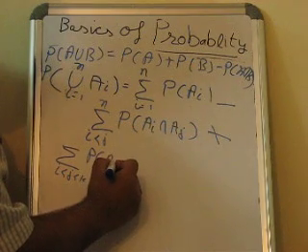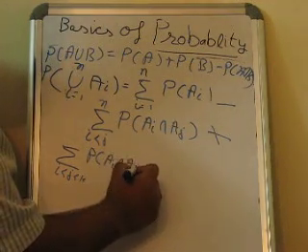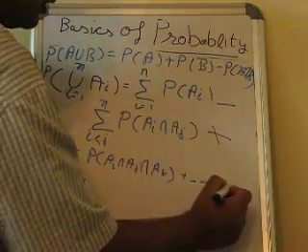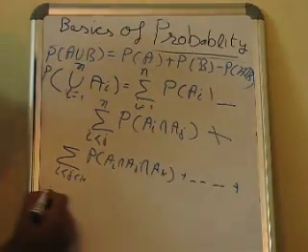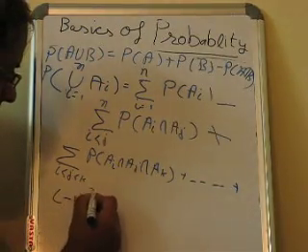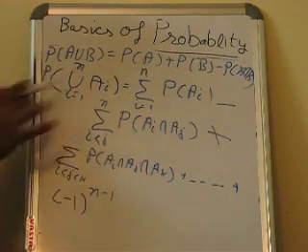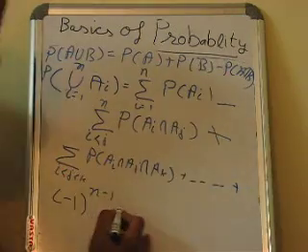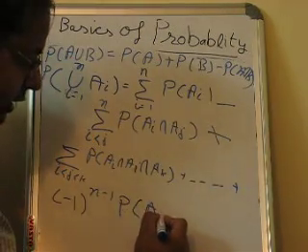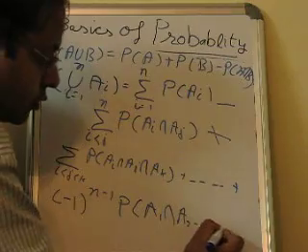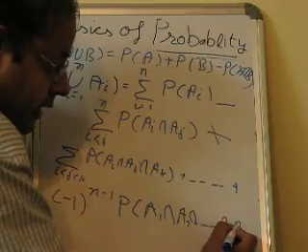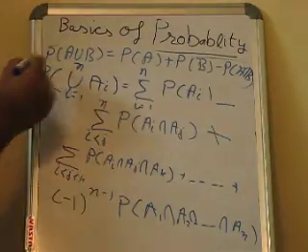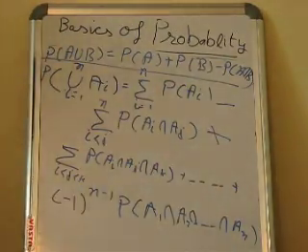P of A_i intersection A_j intersection A_k, plus so on, plus. Now we have minus 1 to the whole power n minus 1, where n is the total number of sets or events. Based on that, the minus sign will be used, times the probability of A1 intersection A2 up to intersection An. This is the generalization of this equation for n sets.